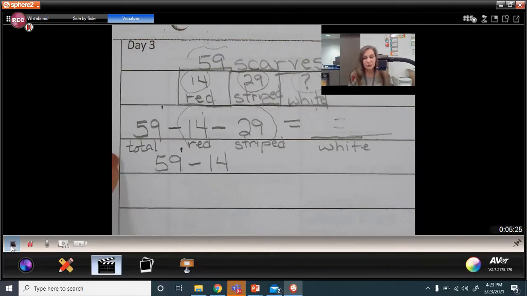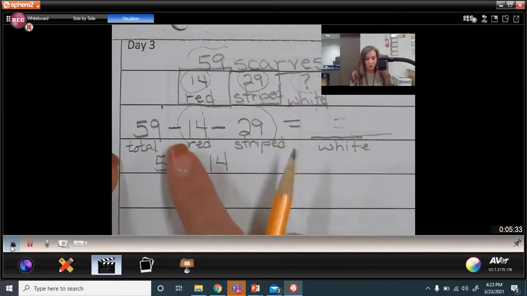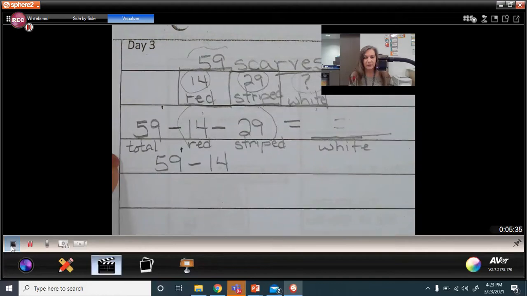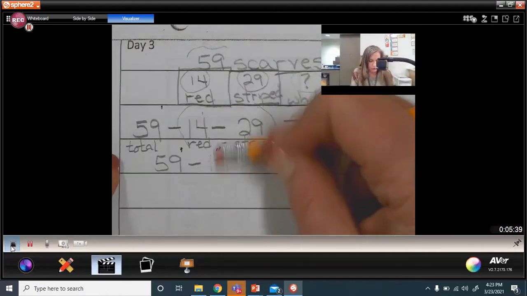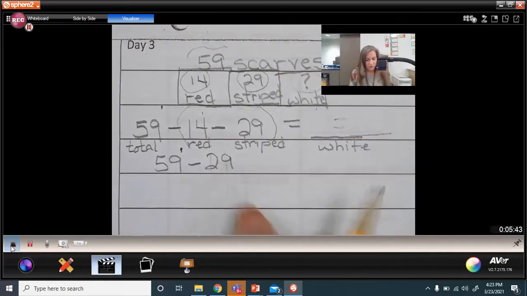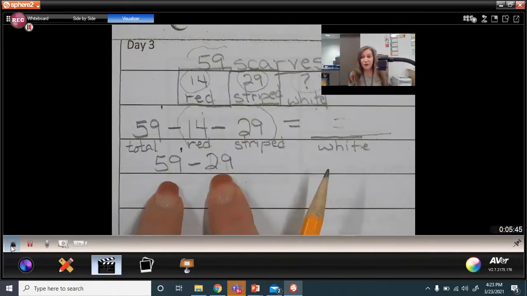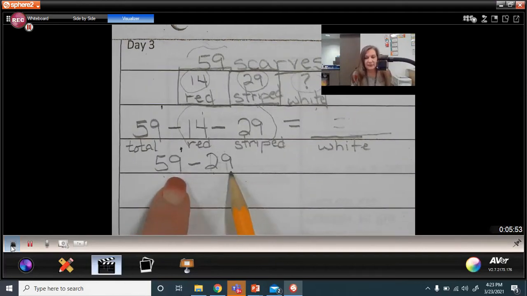Now, do I have to subtract the 14? No, I could have also subtracted the 29. Just as long as I subtract both of these at some point. And actually, 29 might be an easier number to subtract because there's a difference of 30 here. Now, how do I know that? Because 50 minus 20 is 30, and 9 minus 9 is 0.